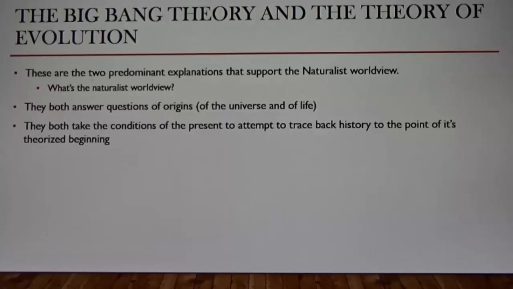So they both take the conditions of the present to attempt to trace back history to the point of its theorized beginning. For Big Bang proponents, they believe that there is a gigantic bang of nothing. So they try to trace it back from where we are today to this Big Bang of nothing. For evolutionists, it is the idea that we were stardust.